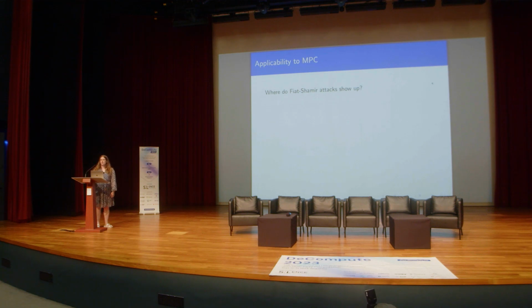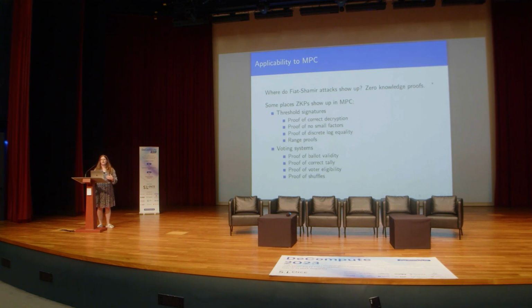Where do Fiat-Shamir attacks show up? Obviously in zero-knowledge proofs. Where do zero-knowledge proofs show up in multi-party computation? Well, there's actually going to be a great talk on this later today that's going to be a lot more detailed than anything I can give. But just for a quick list of things that we see at Trail of Bits pretty regularly, we see a lot of threshold signature systems coming through our pipeline. A lot of clients are implementing them. And we're also seeing a few voting systems, where we start to see a lot of zero-knowledge proofs show up.